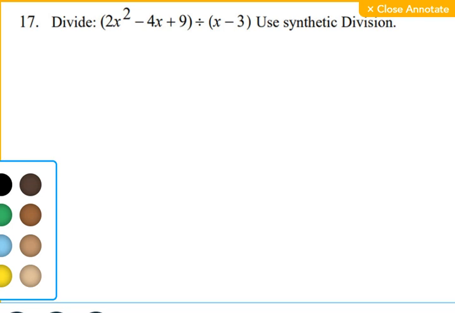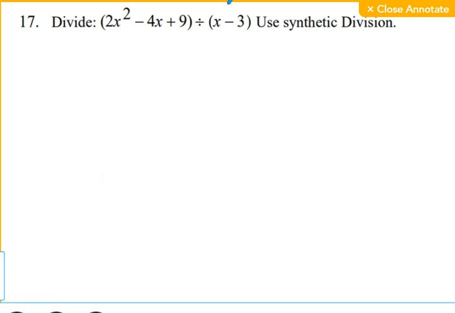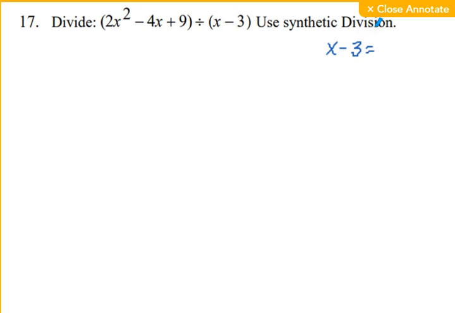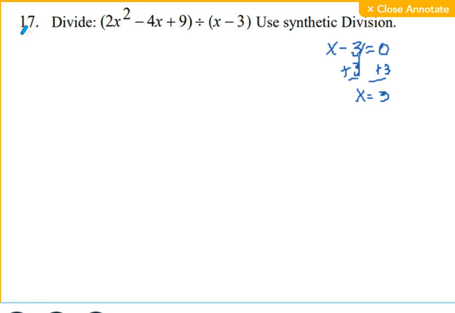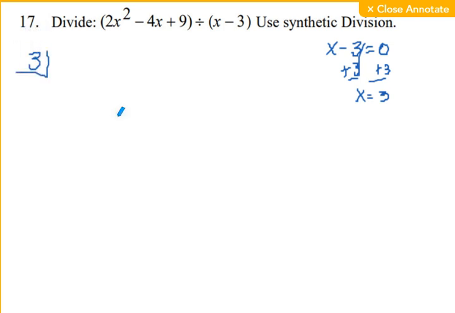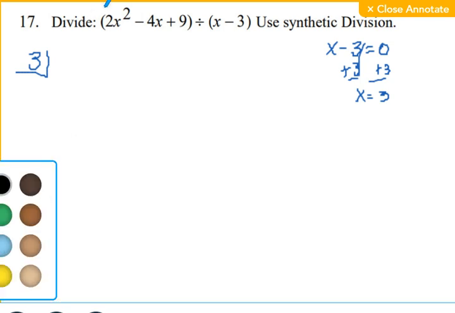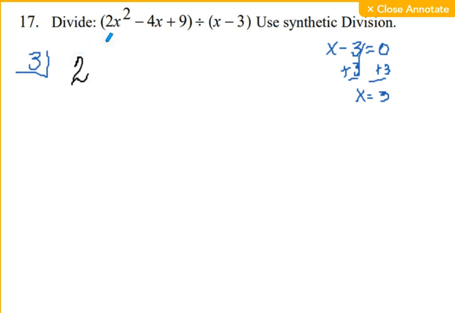Well, for this one, I remember that we started with our divisor. Remember that? So we took x minus 3, and we set that equal to what? 0, and we solved. Yes. So that's plus 3 plus 3. So x equals 3. So that's going to be our divisor over here, 3, like that. All right, and for our dividend, we're only going to use our coefficients. What's our first coefficient? 2. The second one is what? Negative 4. And the third one is the constant, which is 9.